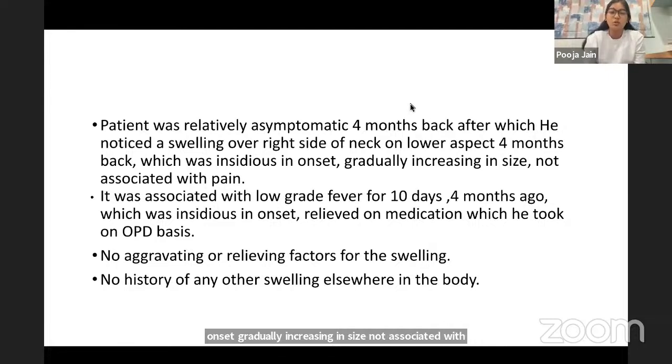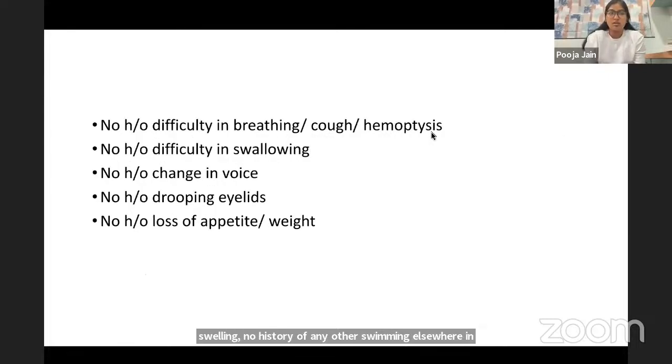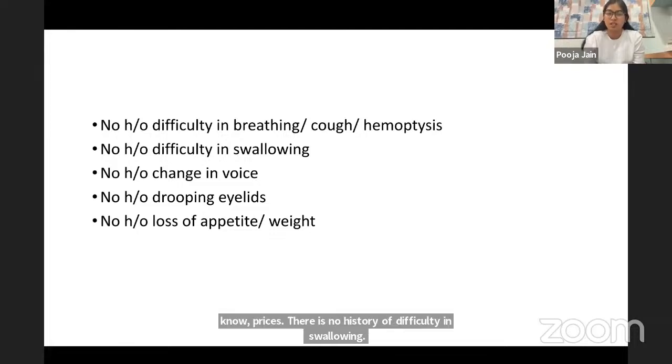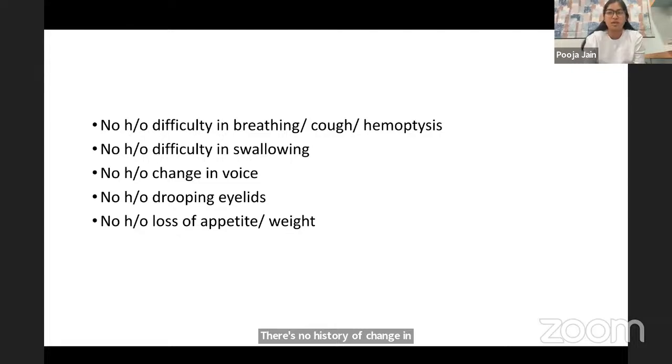It was associated with low-grade fever for 10 days, 4 months ago, which was insidious in onset and relieved on medication that he took on OPD basis. There are no aggravating or relieving factors for the swelling, and no history of any other swelling elsewhere in the body. There is no history of difficulty in breathing, cough, hemoptysis, or difficulty in swallowing. There is no history of change in voice, drooping eyelids, loss of appetite or weight.